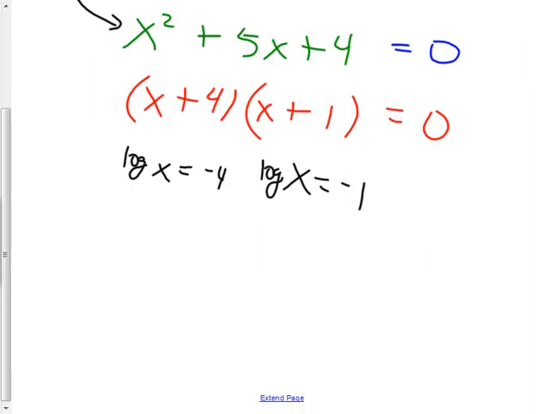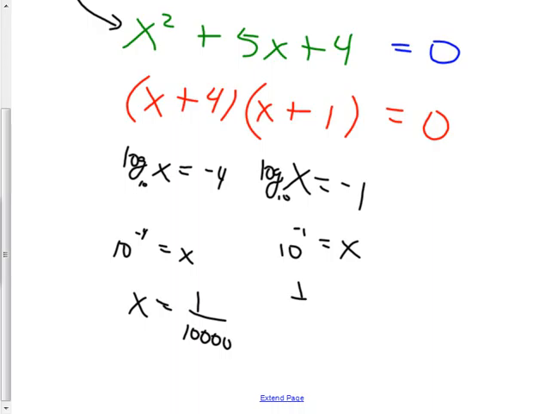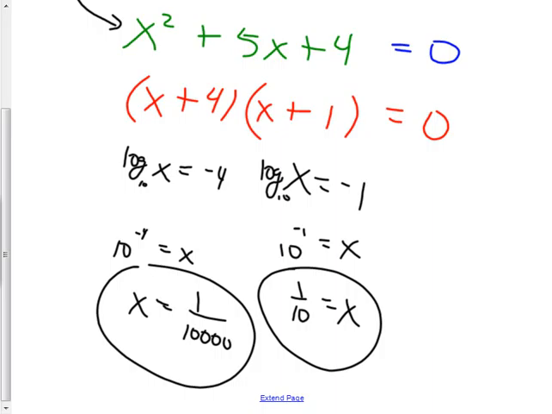That requires knowing that there's a little base 10 that you don't see. And it's 10 to the -4th equals x. So x must be 1 over 10 to the 4th, which is 1/10,000. You can start it like that, or start it like I would, I'd accept either. And 10 to the -1 equals x, and that would be 1/10 equals x, or 0.1. There's my two answers.